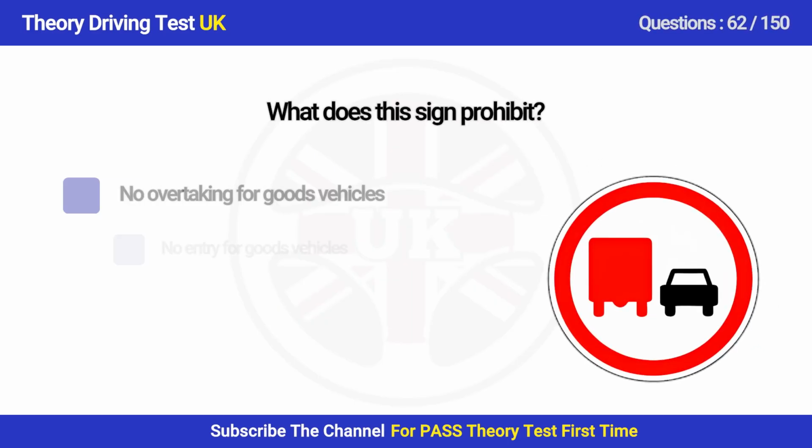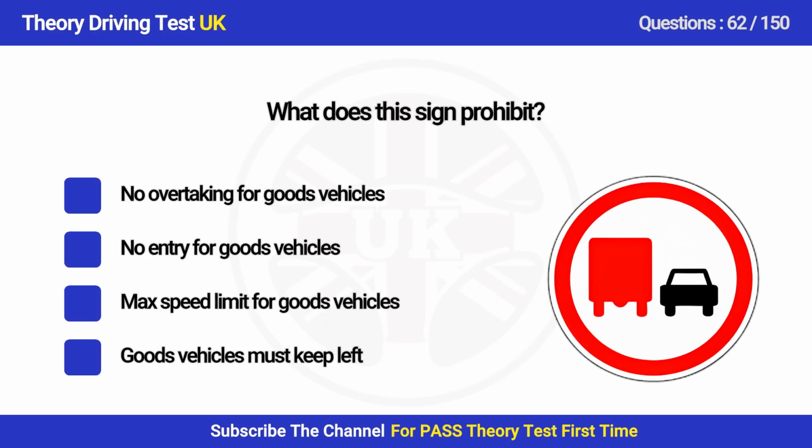Question 62. What does this sign prohibit? A. No overtaking for goods vehicles. B. No entry for goods vehicles. C. Max speed limit for goods vehicles. D. Goods vehicles must keep left.